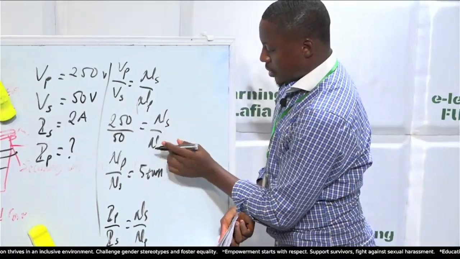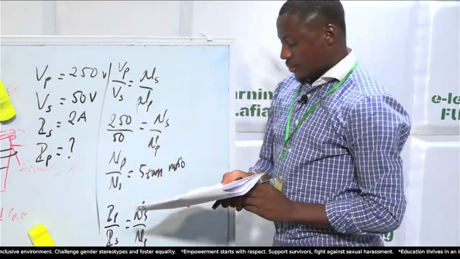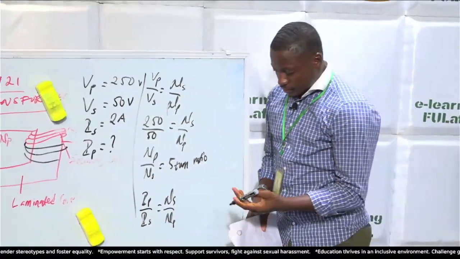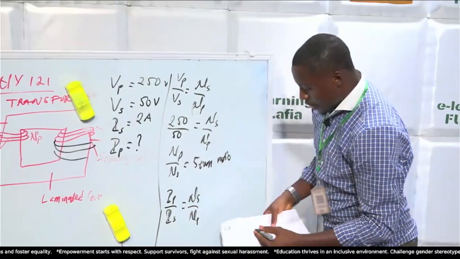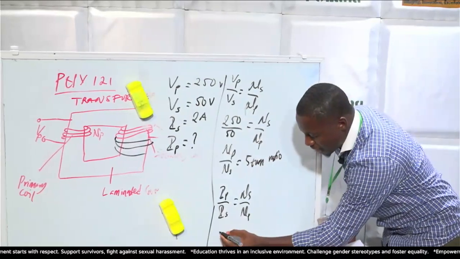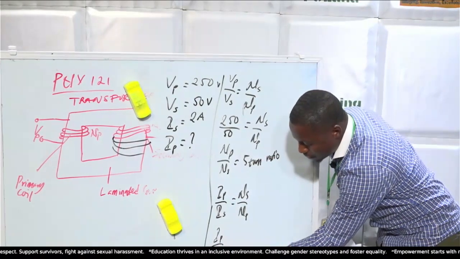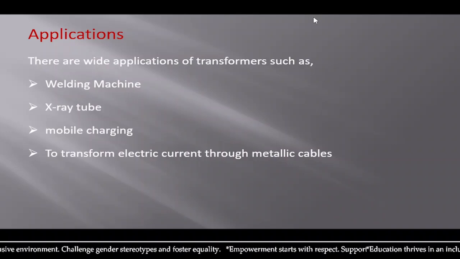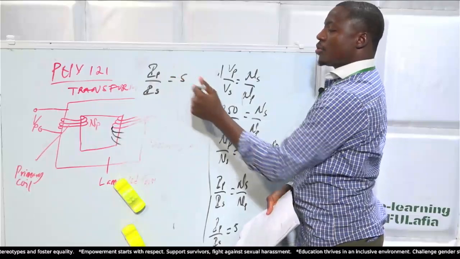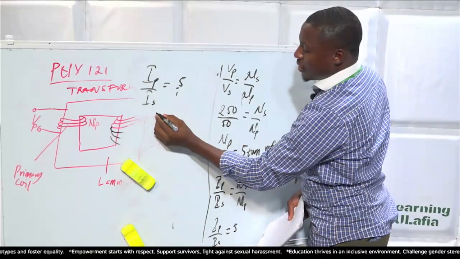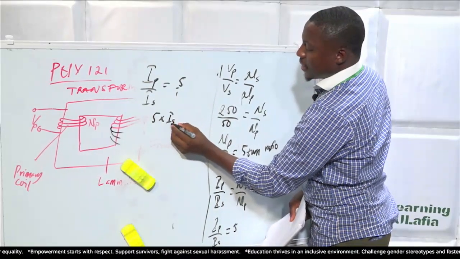This is NS, this is NP, yes, which is our turn ratio. Remember, your turn ratio has already been calculated to be 5. So all you have to do is IP over IS is now equal to 5. When you cross multiply this, because this is now over 1, you are going to have 5 times IS is equal to IP.